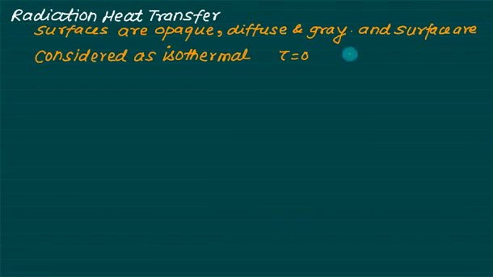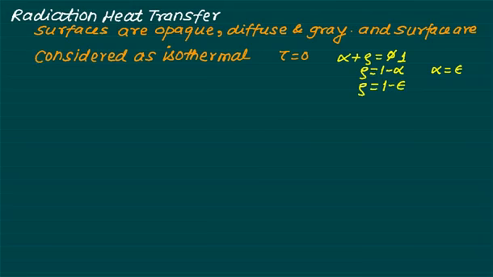Or we can say that alpha plus rho equals 1, so rho equals 1 minus alpha. And it is also known that alpha is the same as emissivity. So we can write that rho equals 1 minus epsilon.